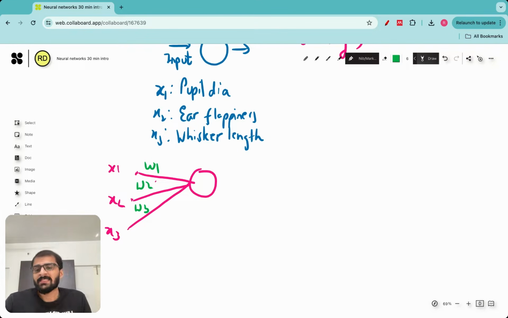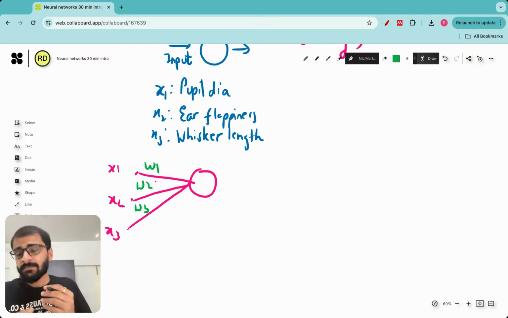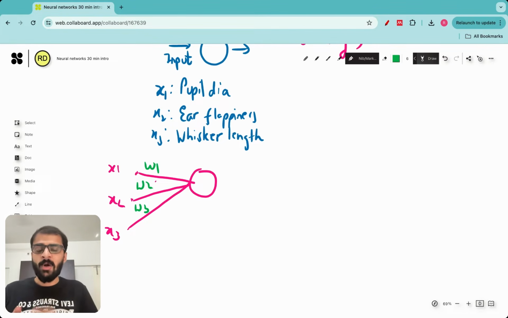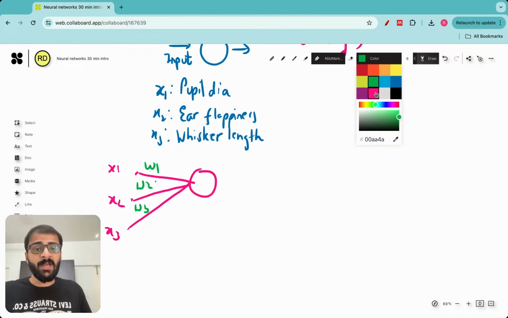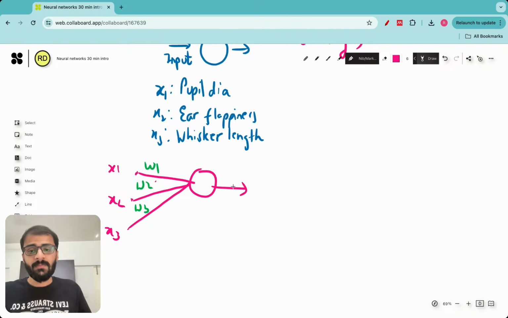The reason these weights are there is because they give an understanding of how important that particular feature is. So for example, if W1 is way higher than W2 and W3, it kind of informs that this neuron places a lot of emphasis on the pupil diameter, for example. So these are the three inputs to the neuron, and then we have an output. Let me call this output currently as F, or rather let me call this output as Y.